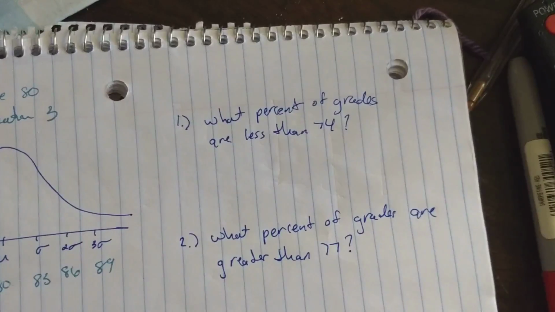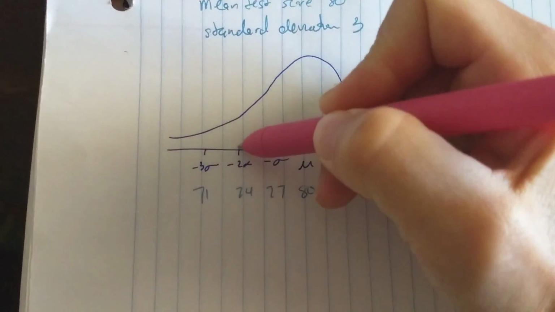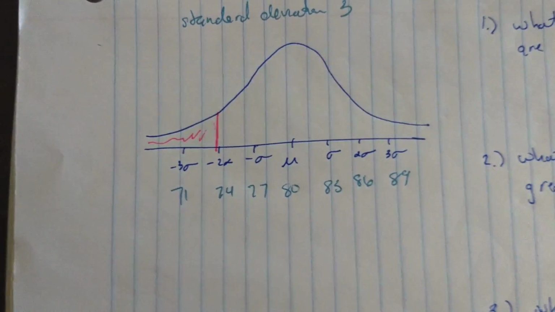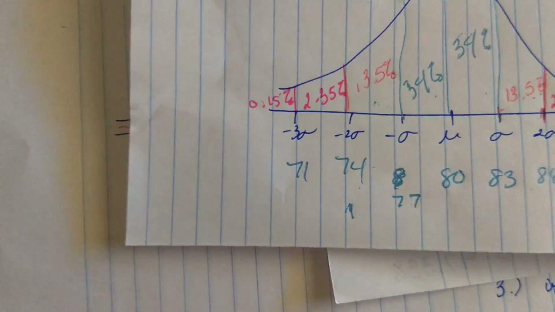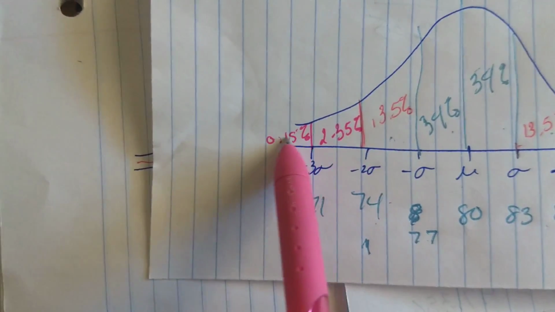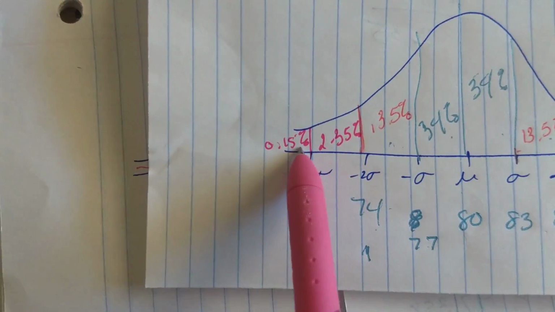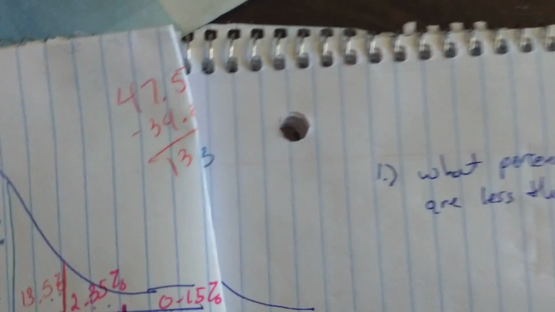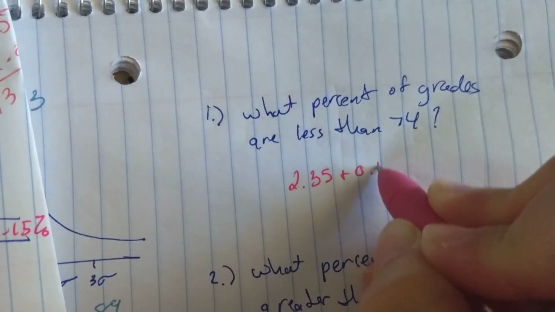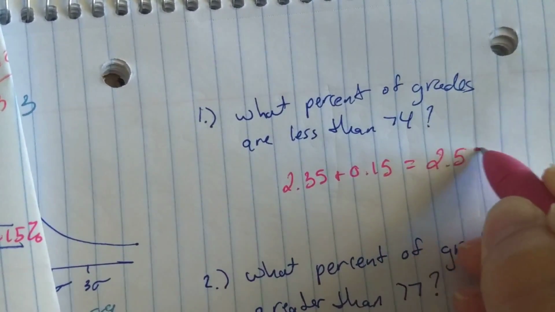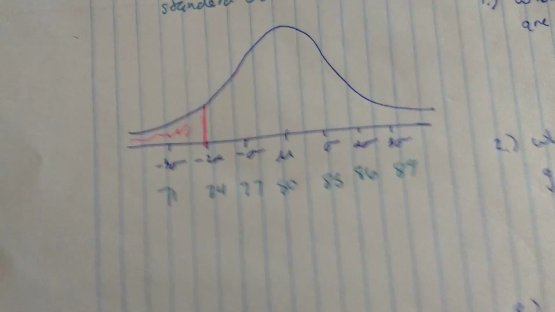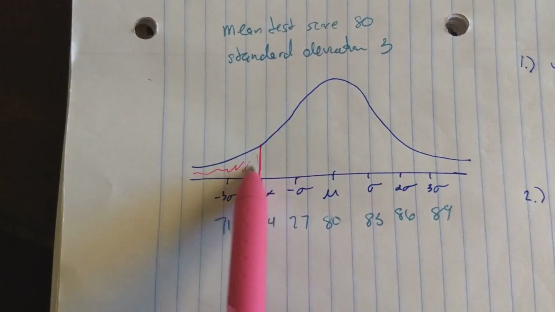First question, what percent of grades are less than 74? That means I'm looking at 74 and I want to find what's over in this area. Right? If I look at the sheet we had come up with last time, 74 is here. Everything less than it is the 2.35 and the 0.15. So the percent that's less than 74 is 2.35 plus 0.15, which is 2.5%. All right, so all of this in the pink here is 2.5% of all of the grades.